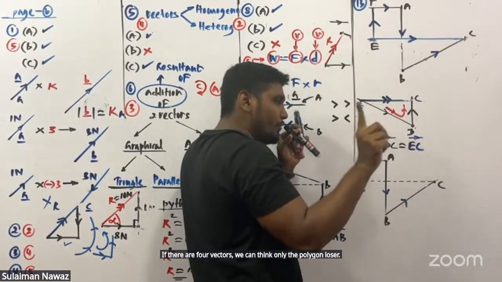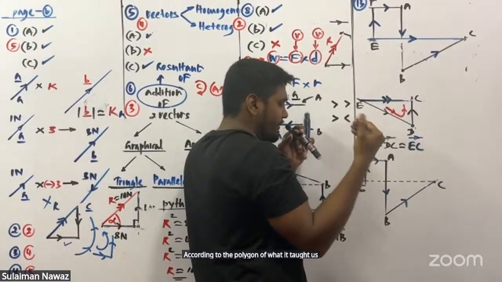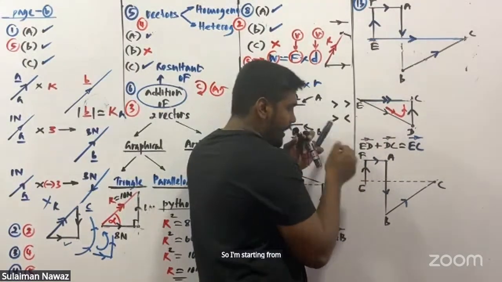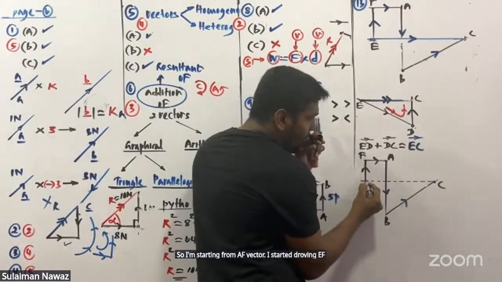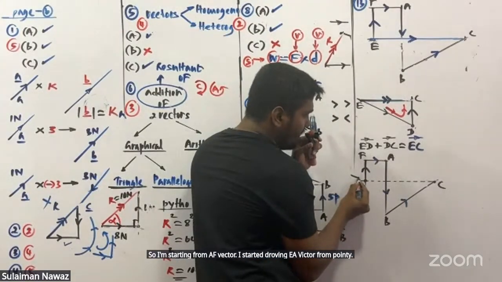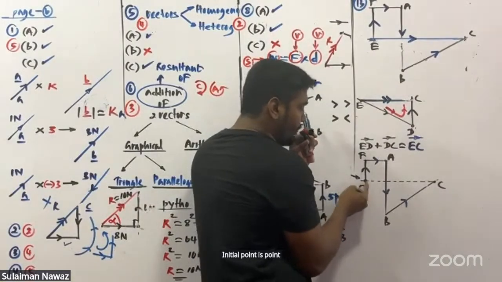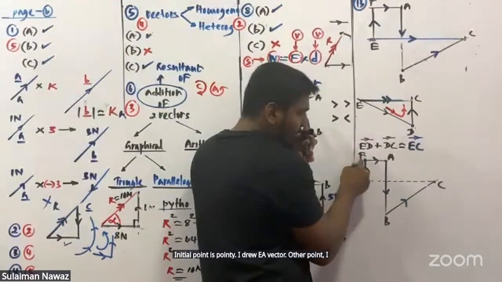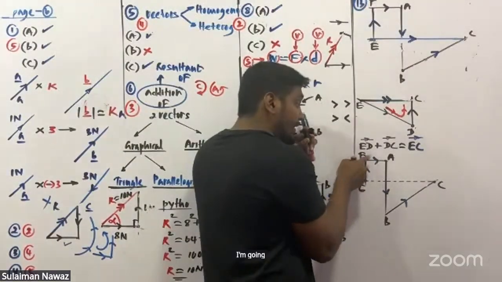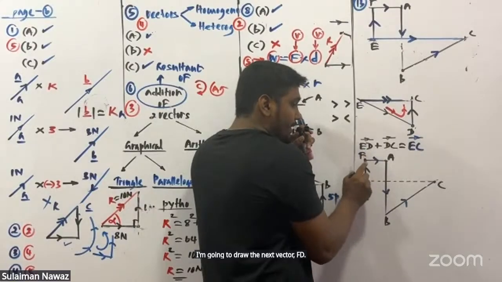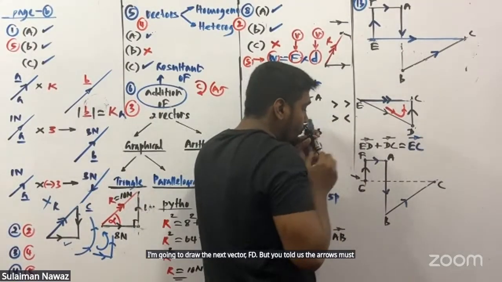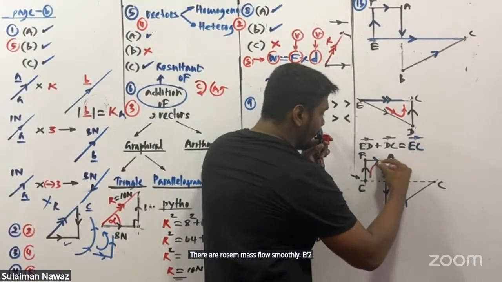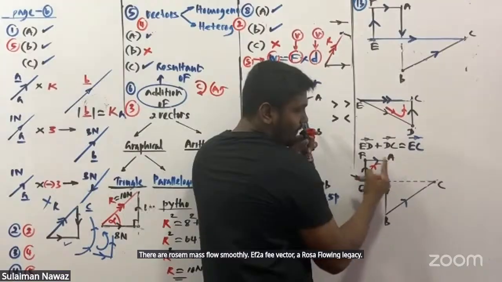According to the polygon law, what did it teach us, sir? Start from the vector that you like. So I'm starting from EF vector. I started drawing EF vector from point E. Initial point is point E. I finished drawing EF vector. Now I am going to draw the next vector FA. But you told us the arrows must flow smoothly. EF to FA vector, arrows are flowing like this.